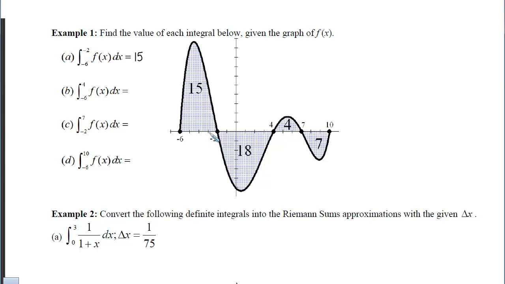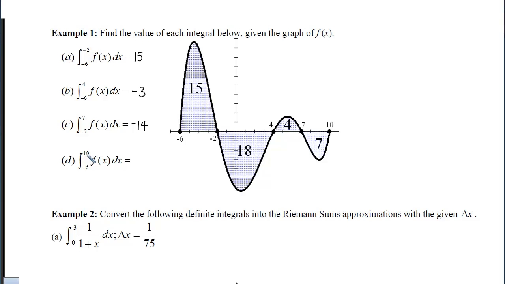With the next one, I want to go from -6 all the way to 4. So I'm going to accumulate from -6 to -2, and then I will continue accumulating all the way to 4. Now notice in this case that the 18 is underneath the x-axis. So the area of this section is 18, but because it's under the x-axis, we have to treat the accumulation as a negative number. So the accumulation going from -6 all the way to 4 will be 15 minus 18, which is -3. If we want to start at -2 and go to 7, then we will accumulate the -18 first and then the 4. So we'll end up with a -14 as the accumulation.